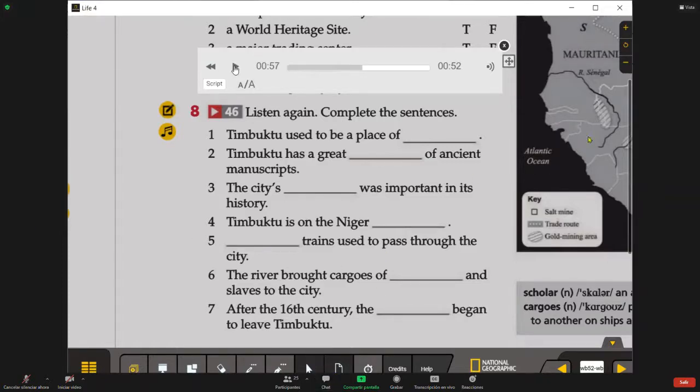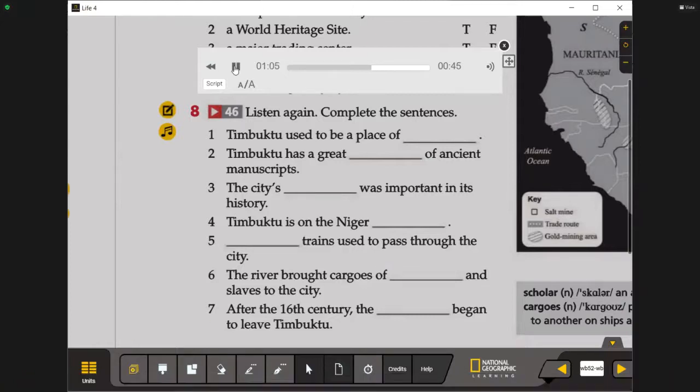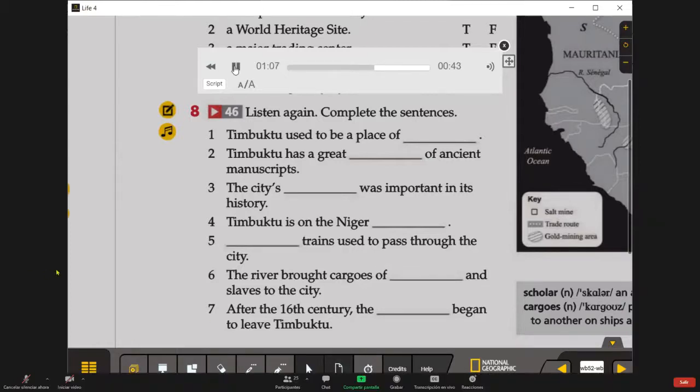The Niger River passes through Timbuktu. Timbuktu is on the Niger. Okay. On its 4,000-kilometer journey from Guinea in the west to the Niger Delta in Nigeria. Camel trains used to pass through the city continuously on their way north and south.